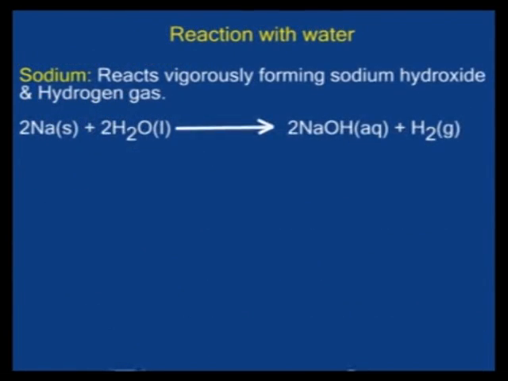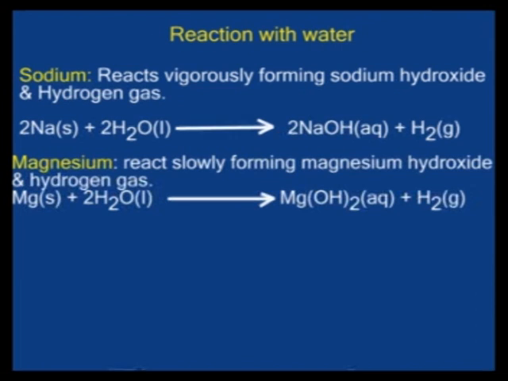Let's see the reaction with water. Sodium reacts vigorously with water to form sodium hydroxide and hydrogen gas. Magnesium reacts slowly with water to form magnesium hydroxide and hydrogen gas. The hydrogen bubbles will be seen on the surface of the magnesium metal.